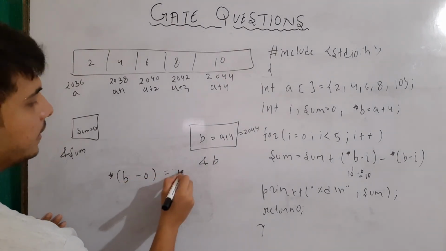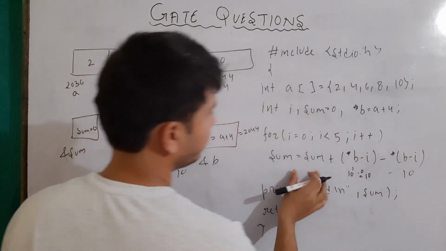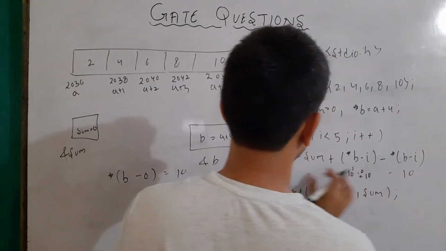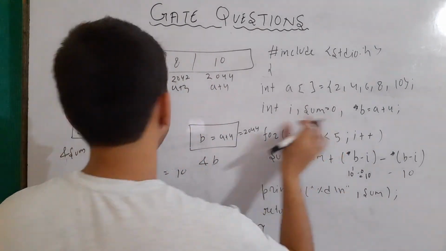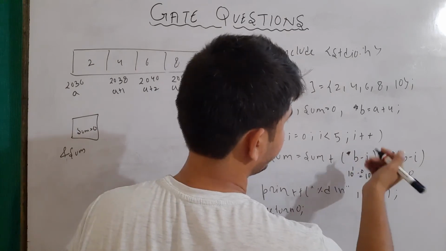So what is present? It is 10. Okay, so this is 10 and minus 10. Then it will be sum plus 10 minus 10, which will be sum equals to sum. That means sum will stay currently 0, right?